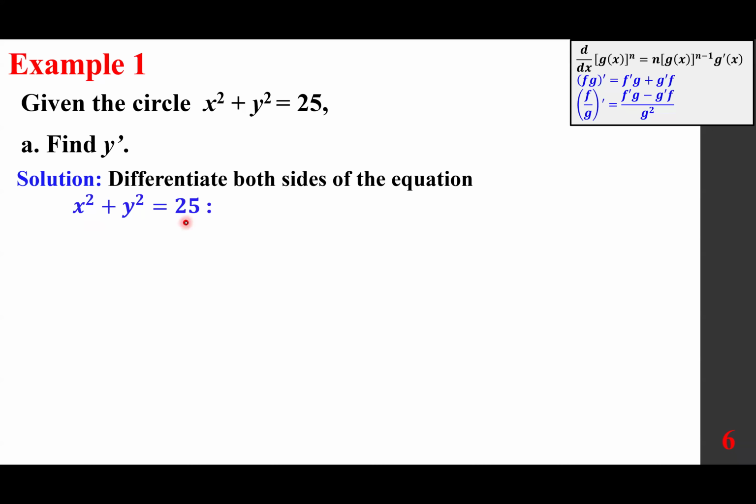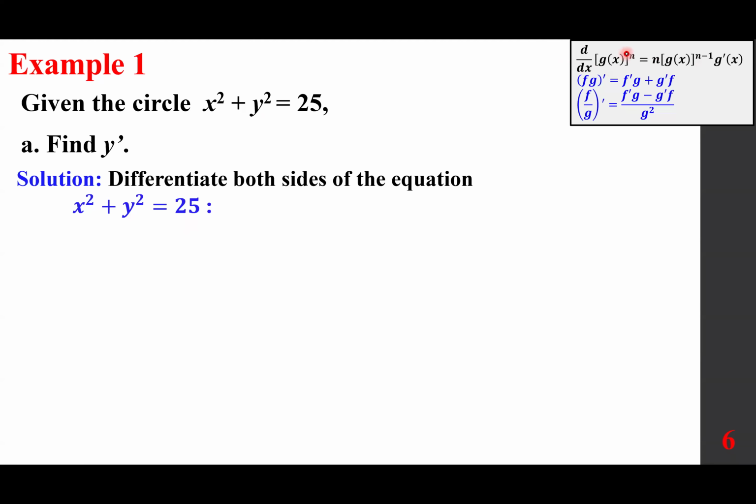implicitly, differentiate both sides. Of course, you can solve for y. This is not difficult, it's doable. But it's easier to differentiate it implicitly. To do so, of course, the derivative of x squared is 2x. But what about y squared? Think of it as the extended power rule.